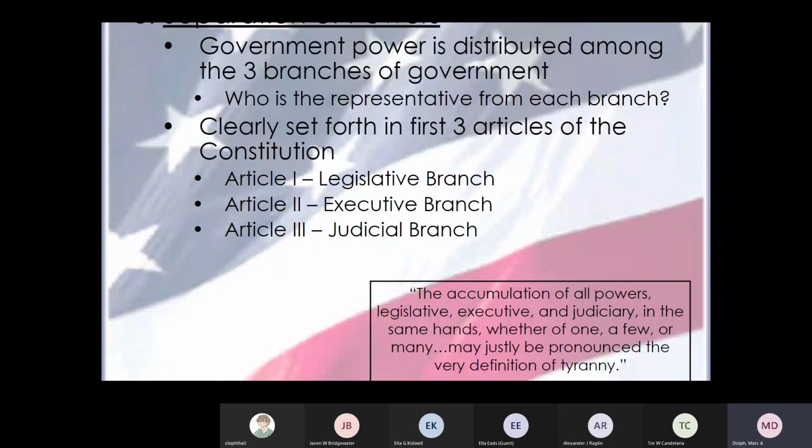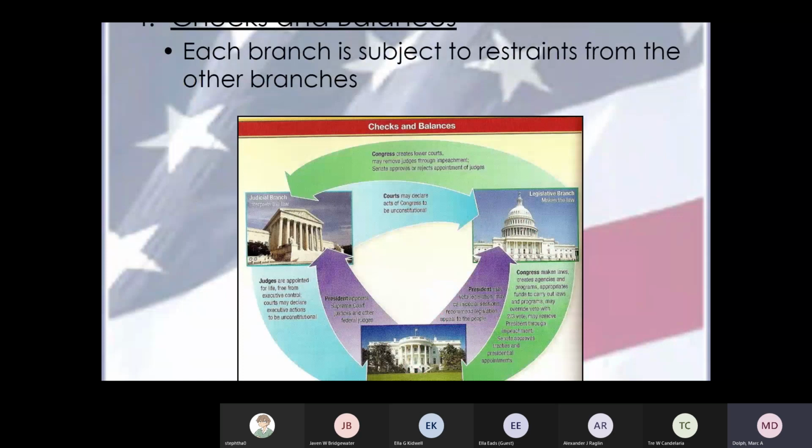So that leads us into the next question. What is checks and balances, right? You check something and you balance something. Each branch is subject to restraints from the other branches.